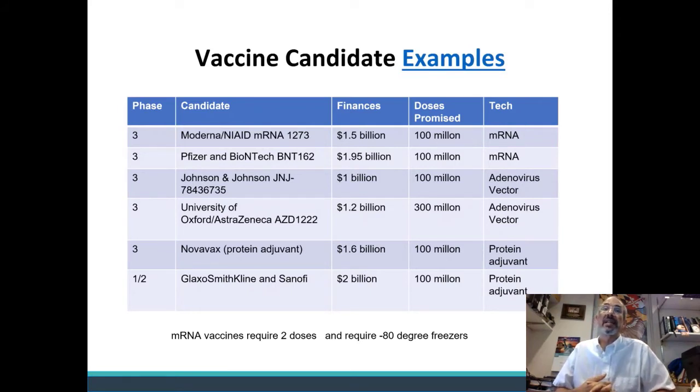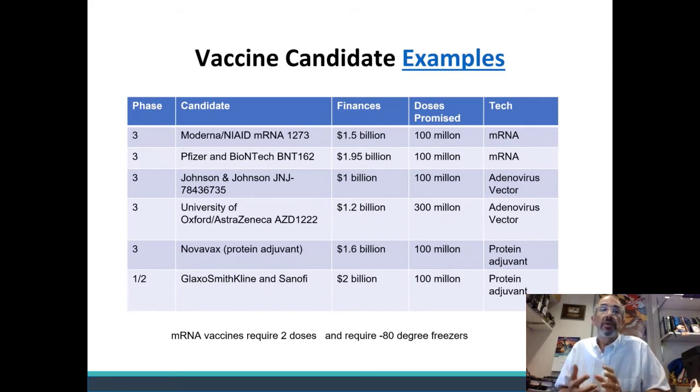Johnson & Johnson has attracted $1 billion for an adenovirus vector vaccine, promising 100 million doses. The AstraZeneca Oxford vaccine has achieved $1.2 billion of government finances for an adenovirus vaccine. The Novavax vaccine has just gone into trials just a few days ago for $1.6 billion of U.S. government funding from Operation Warp Speed, and they promise 100 million doses. This will be a protein adjuvant vaccine.